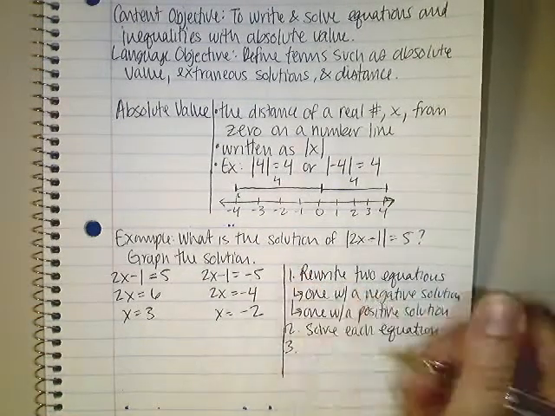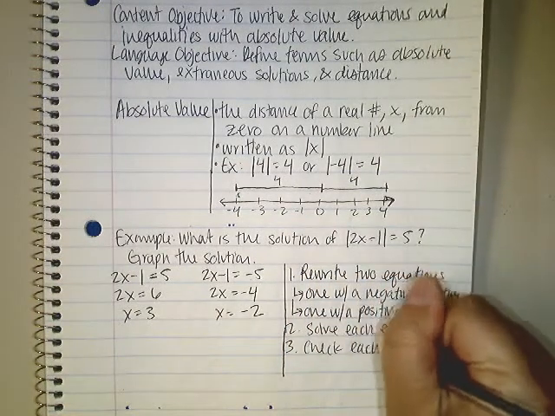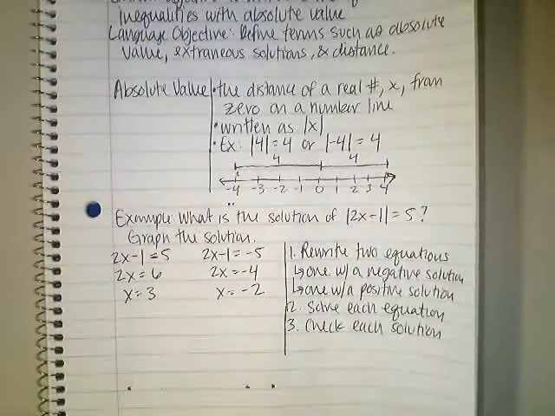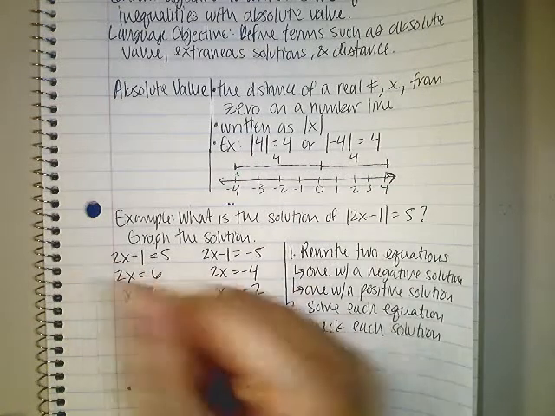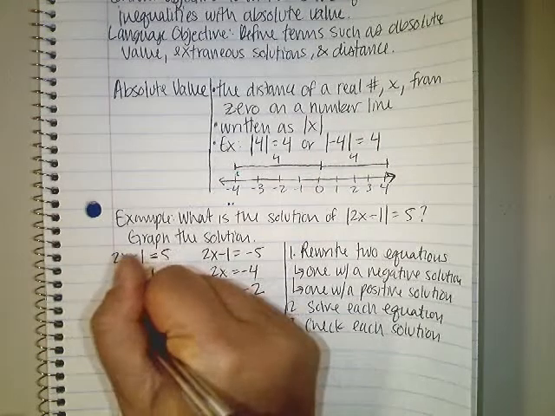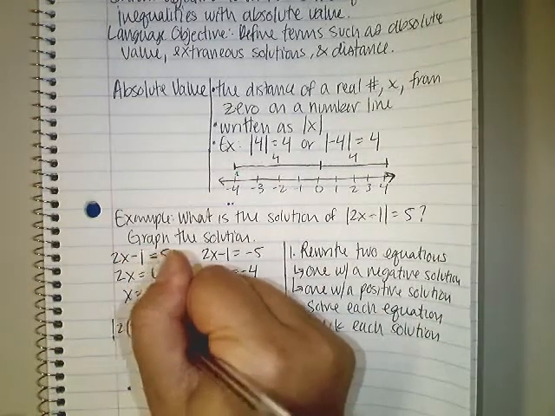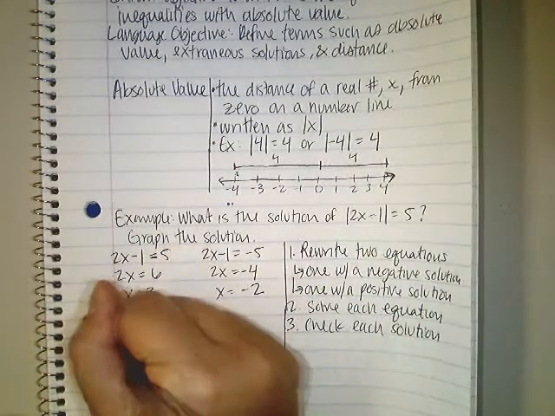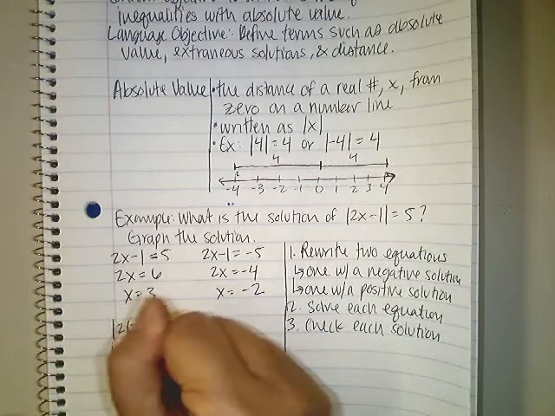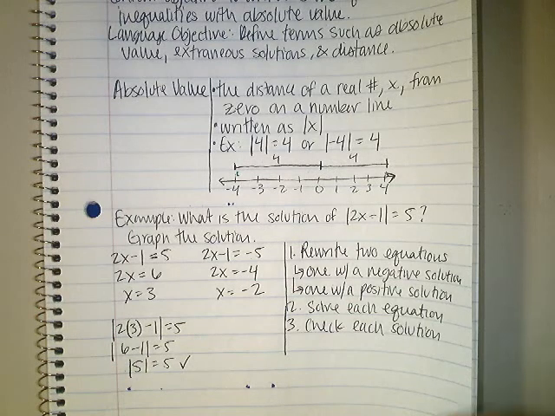One thing that's going to be critical with absolute value is you always need to check each solution. We'll see in an example shortly that sometimes when you plug them in, you do not get the same original answer. So if I plug this in, I have the absolute value of 2 times 3 minus 1 is equal to 5. So I get the absolute value of 6 minus 1 is equal to 5. So absolute value of 5 is equal to 5. That is true. My answer checks out in that instance.